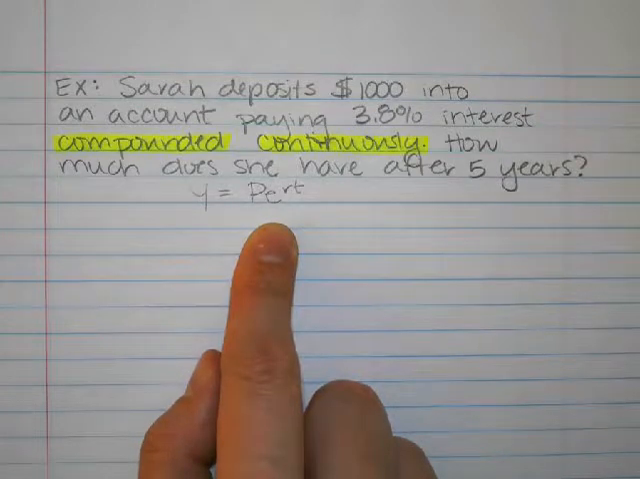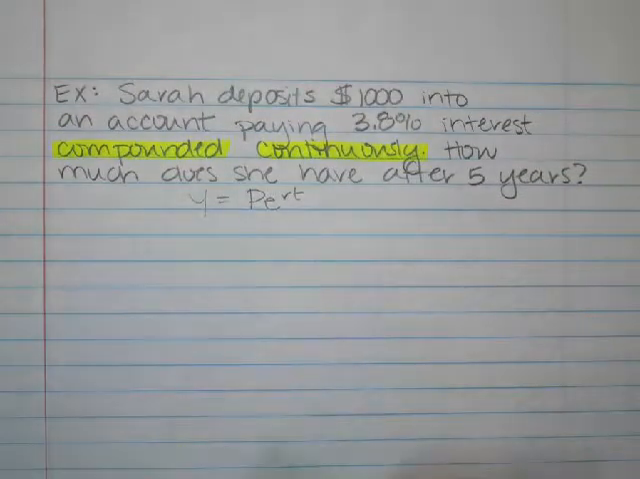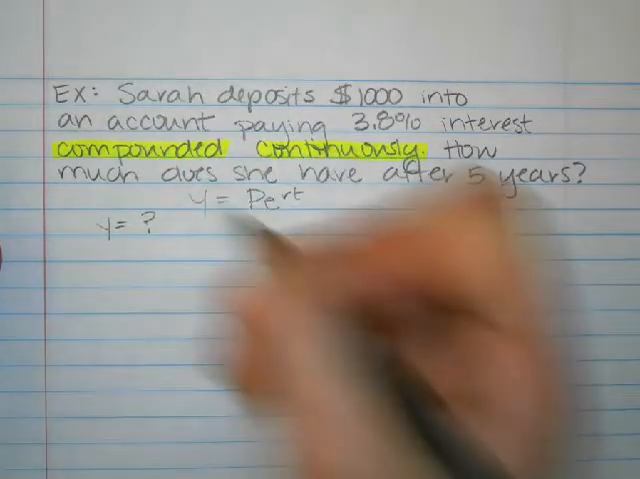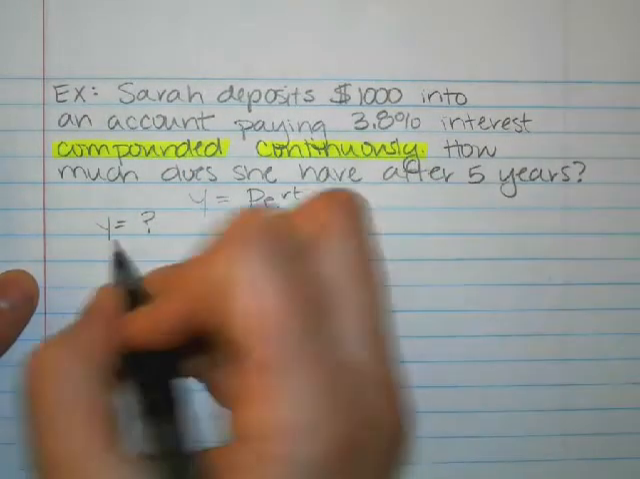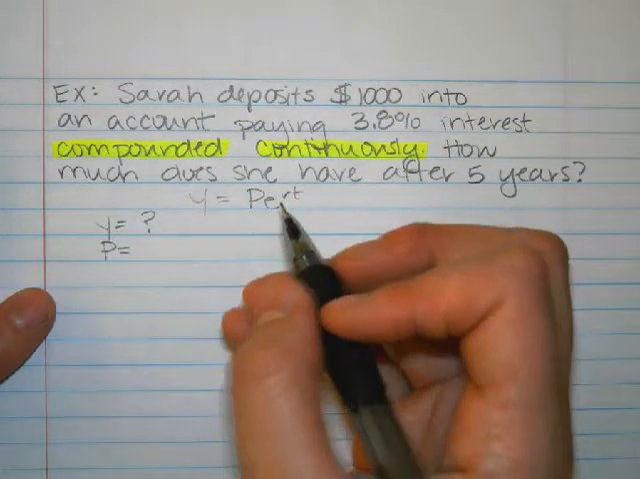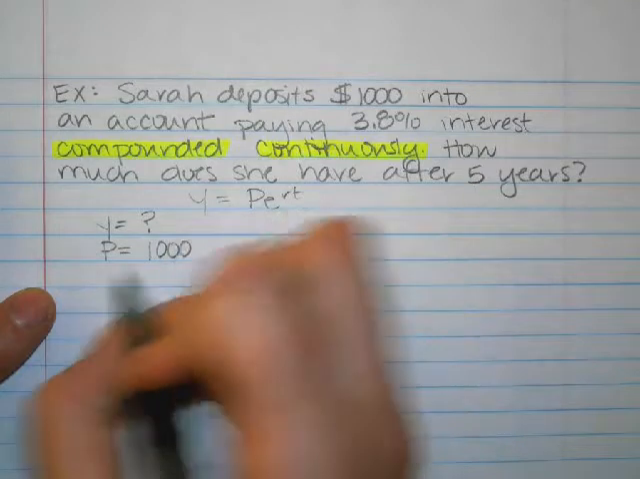Sometimes people call this equation Pert. Why do you think they call it that? Because it literally says Pert. All right, did they give us the final amount? Now that's what we're trying to find, right? Is how much we have at the end. Did they give us an initial value? Yes, what is it? 1,000. Did they give us an E value?